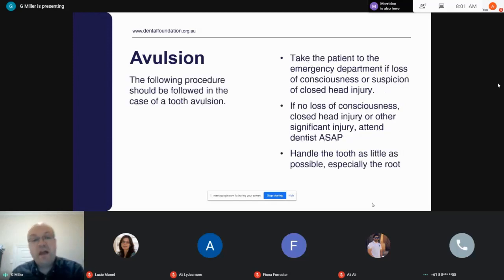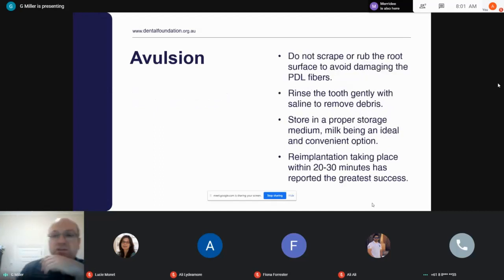In the case of an avulsion, ensure that there has been no loss of consciousness, closed head injury, or other significant injury, and attend an emergency department if loss of consciousness or suspicion of closed head injury has occurred. Handle the tooth as little as possible, especially the root area, and try to avoid scraping or rubbing the root surface to avoid damaging the fibres. If you must rinse the tooth, do so with saline or milk, not with normal tap water, as it will kill the cells of the periodontal ligament.